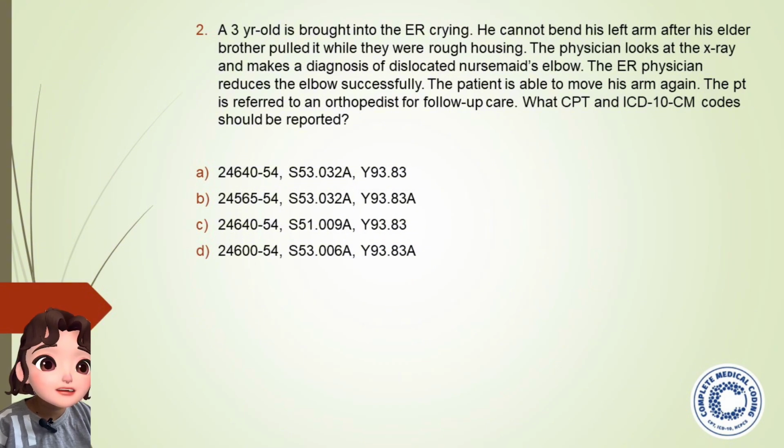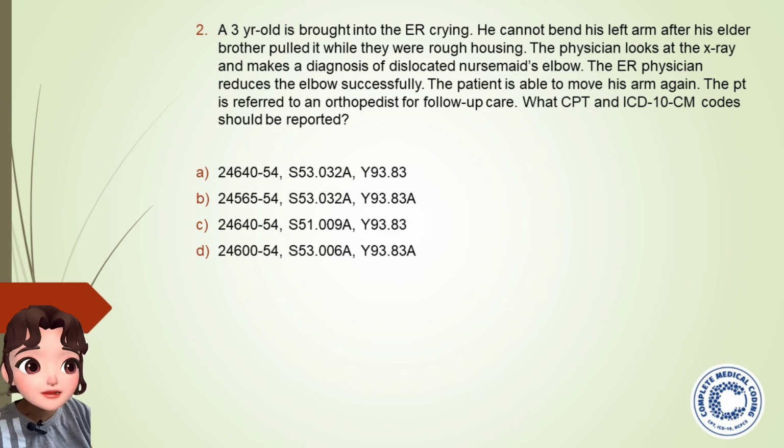If you open the CPT code book, 24640 represents closed treatment of radial head subluxation in a child, nursemaid elbow, with manipulation, which is our correct answer. And along with modifier 54. Why is it mentioned here? We have only one CPT code. That's why we have appended the modifier 54 to that CPT code.